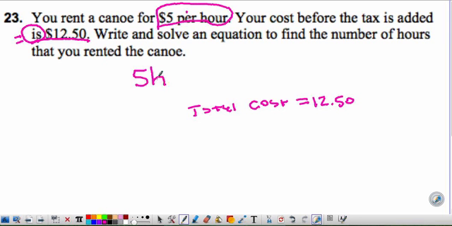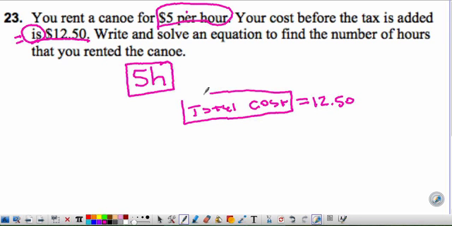$5. If I rent this canoe for 2 hours, how much am I going to have to pay again? $10. So what's my total cost? $10. If I rent this for 3 hours, how much am I paying? 15. So what's my total cost? 15. So does 5 times however many hours I rent it for give me my total cost? Yes, it does. So I can replace this total cost with 5H is $12.50.